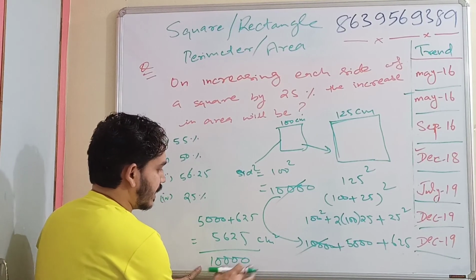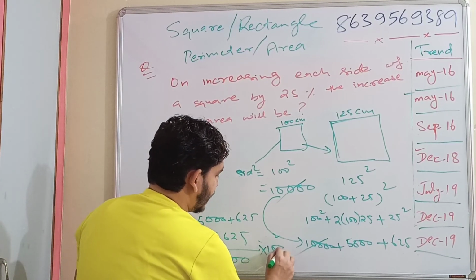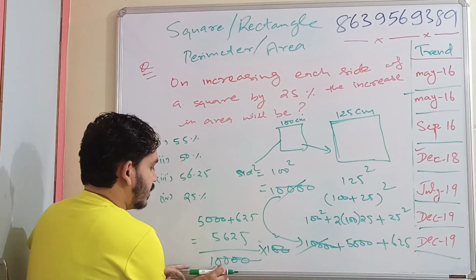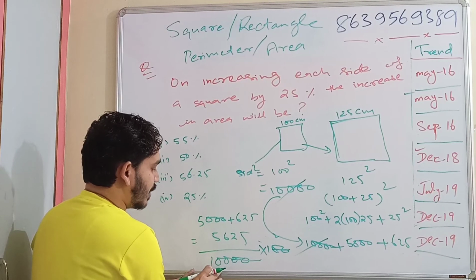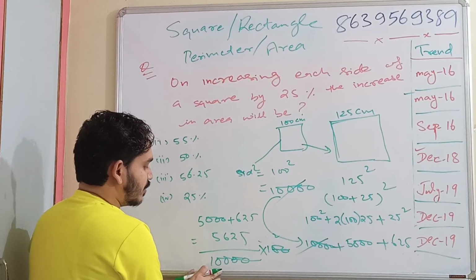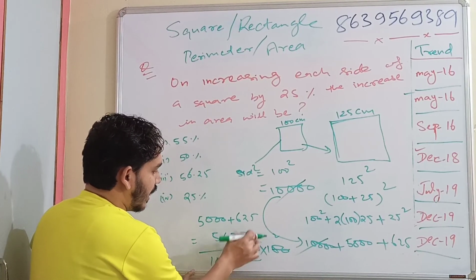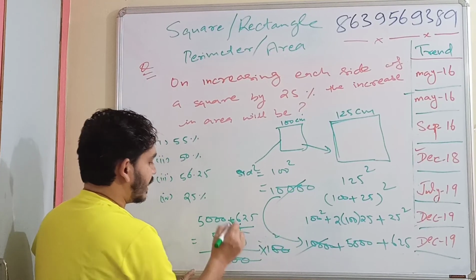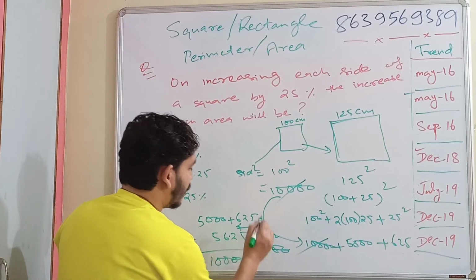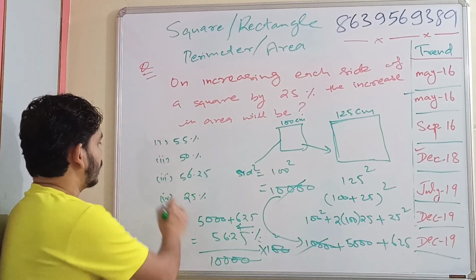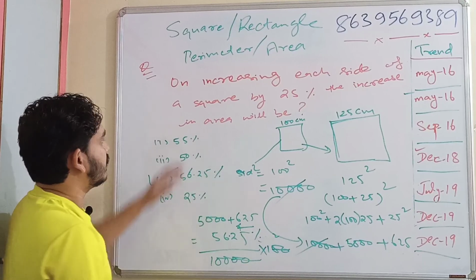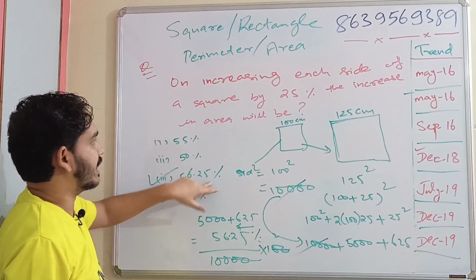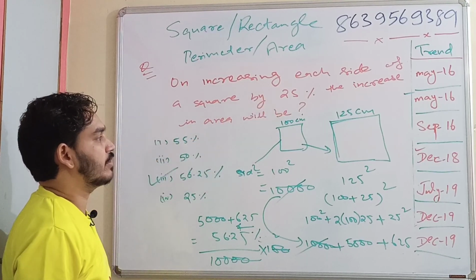Initially this is the area. Percentage means into 100. This 20 will cancel this 20, which means 5625 divided by 100. Divided by 100 means there are 2 zeros, so from the right side, place the decimal after 2 digits. So that is 56.25%. So that is the third option. The area will increase from initial to final by this many percent when the side is increased by 25%.